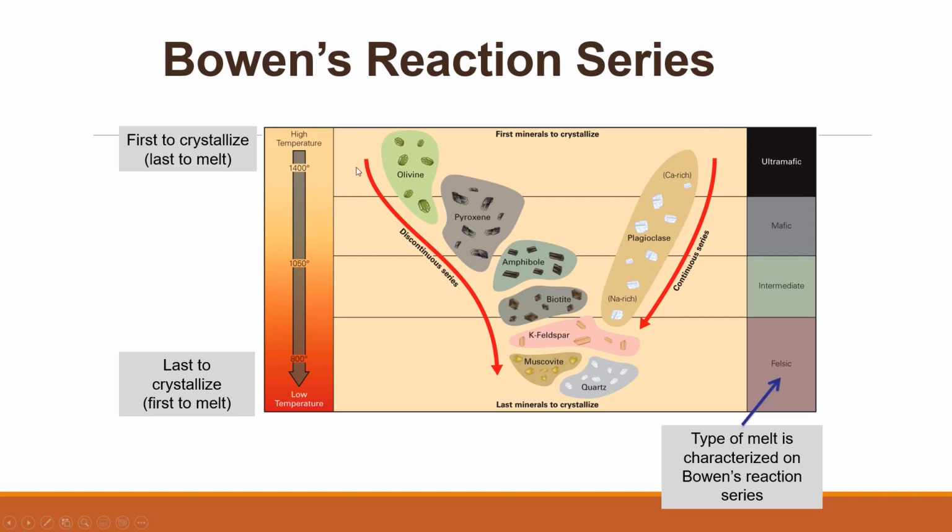On the discontinuous side, we're actually moving through different minerals. Olivine is just magnesium and iron and silica. Pyroxene has some other materials in there as well. Amphibole is that kitchen sink mineral. Biotite as well. So we're moving from different, more mafic minerals to more felsic minerals.